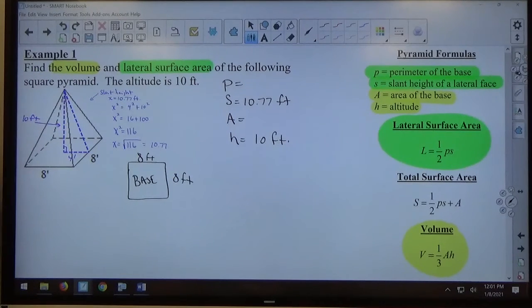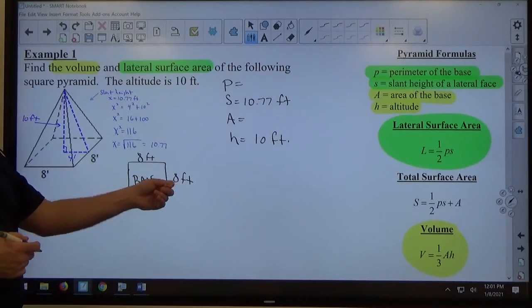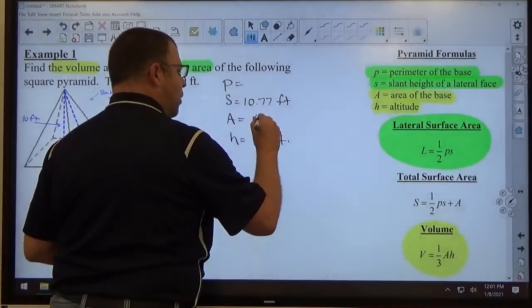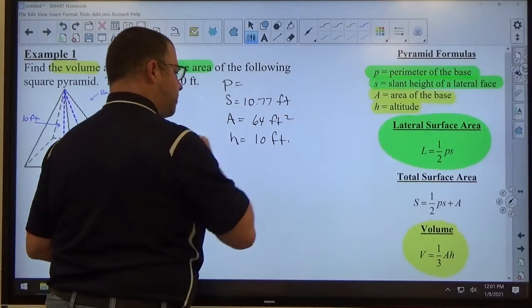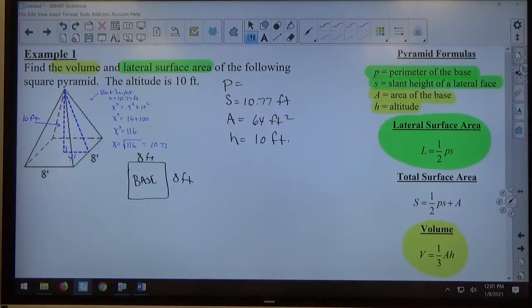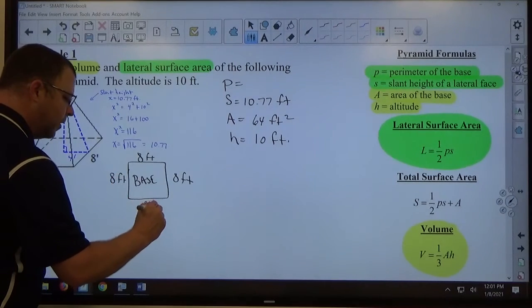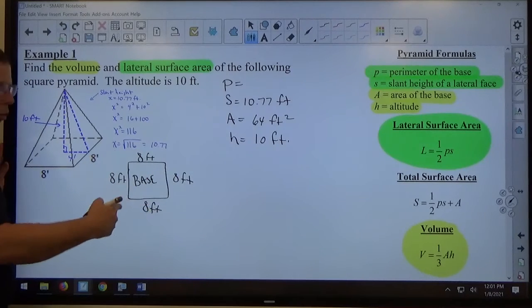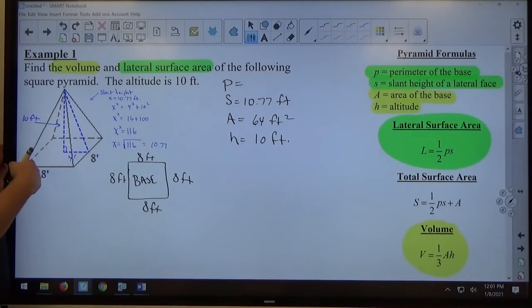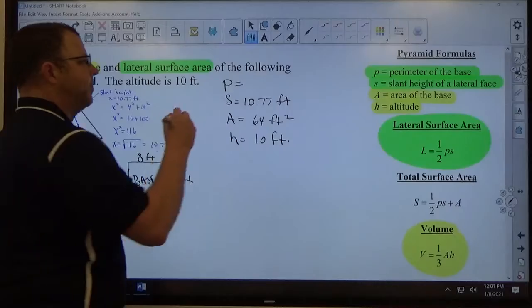How do you find the area of a square? Length times width. Length times width or side squared, take your pick. 8 times 8 is 64, right? So A is going to be 64 square feet. How do you find the perimeter of a square? All the sides. Add all the sides up, and squares, all sides are equal, right? So this is also 8 feet, this is also 8 feet. So 8 plus 8 plus 8 plus 8, or specifically for a square, you can do 8 times 4. Either way, it's 32 feet.